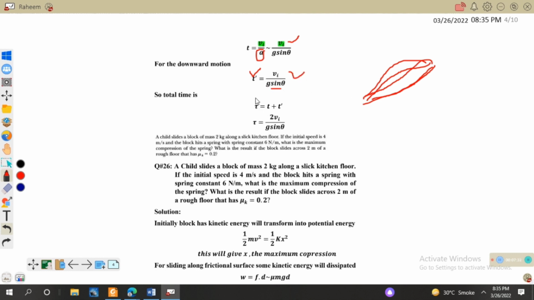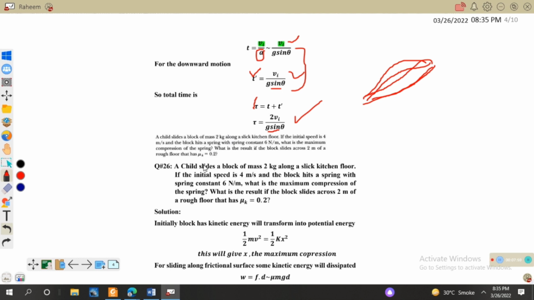So if we want to find the total time, the total time will be the sum of these two times, the time for upward motion and the time for downward motion. So we add these two equations, and this will give 2 vi over g sine theta.